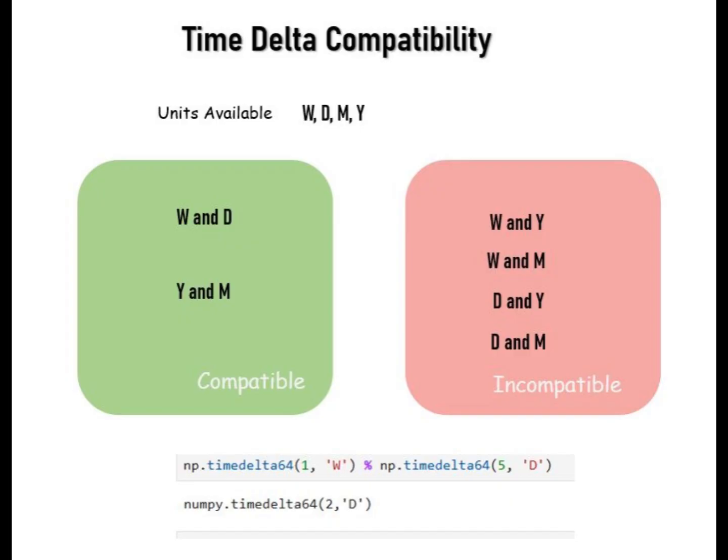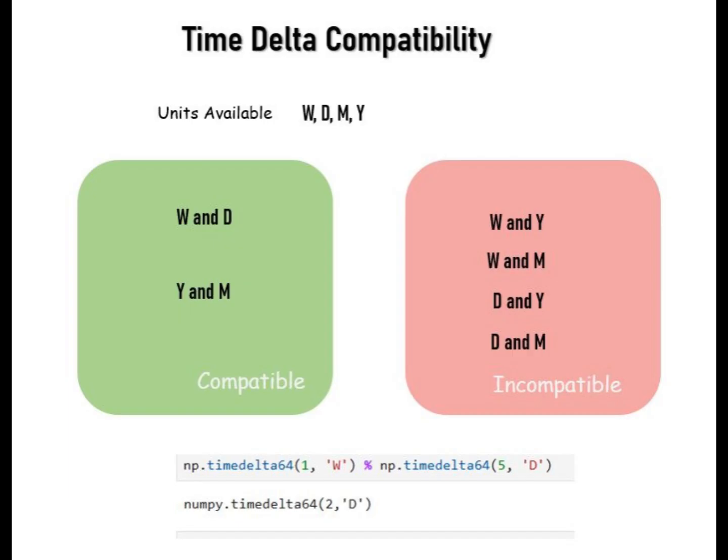There are 4 types of timedelta: W, D, M, and Y. D and W, that is days and weeks, are compatible with each other. So if you have something like np.timedelta64(1, 'W') modulus np.timedelta64(1, 'D'), it will return numpy.timedelta64 with days format.